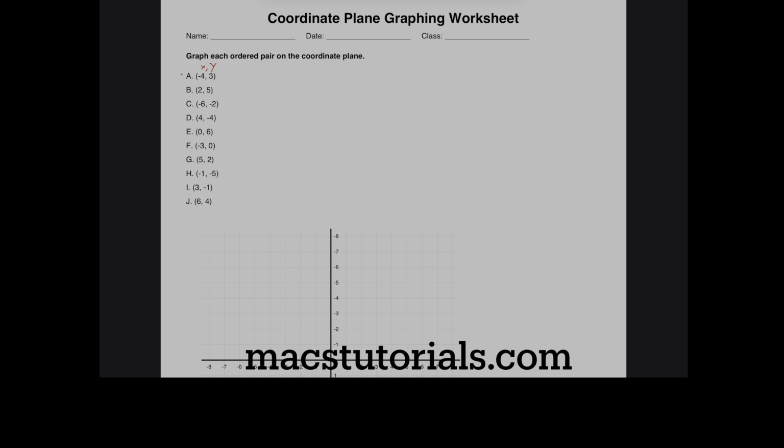This is basically our plotting points, and this is going to be our version B. And we're going to go opposite.